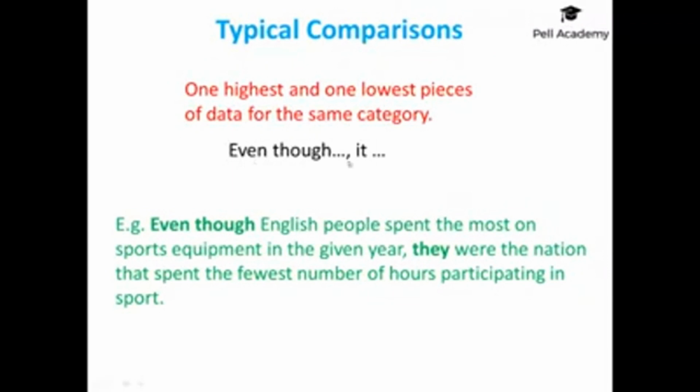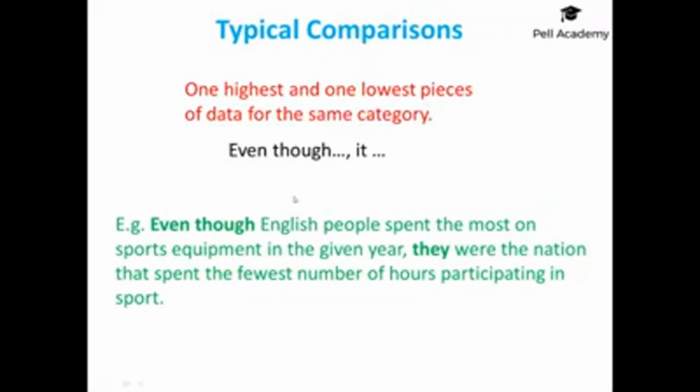The next one then is "even though", and it, or whatever pronoun you will need. So this is if you're talking about one category. In this example, we have English people, but one of the pieces of data is the highest amongst all the categories, and one of the pieces of data is the lowest among all the categories. So showing a contrast between the highest and the lowest for one given category. So even though English people spent the most on sports equipment in the given year, they were the nation that spent the fewest number of hours participating in sport.